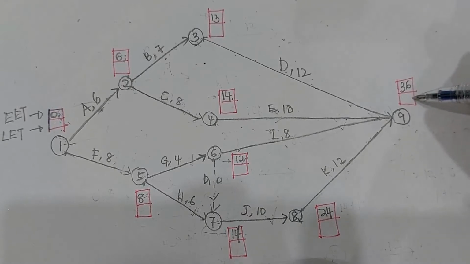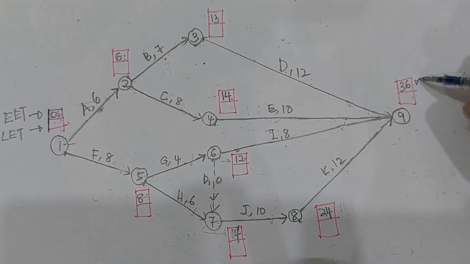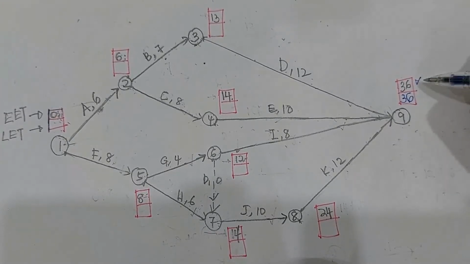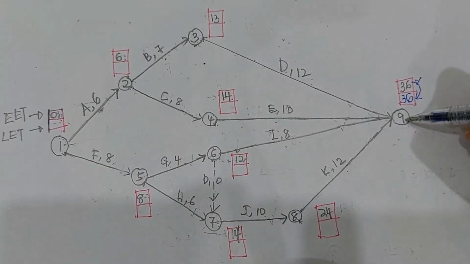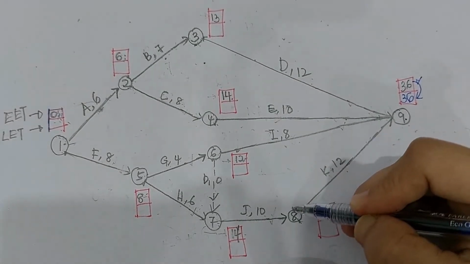So the last event is event number 9 over here. Whatever we have up here as the EET for the last event automatically becomes our LET for the last event. Whatever we have up here, we transfer down. So that will be our LET for the last event. Now we go backward. We are now at event number 9. We go backward to the next event, that is event number 8.